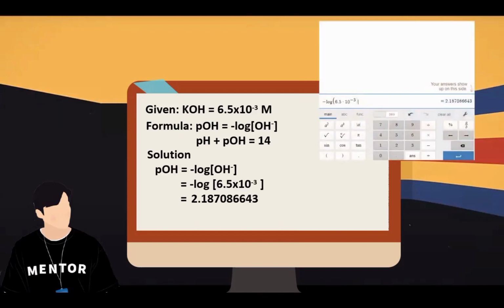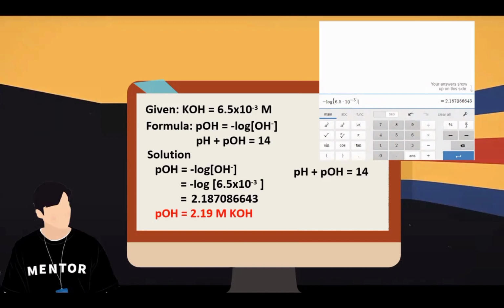So the answer is 2.187086643 as seen on the calculator. Thus, we round it off to the nearest hundredths. So the final answer is 2.19 moles of potassium hydroxide per liter.